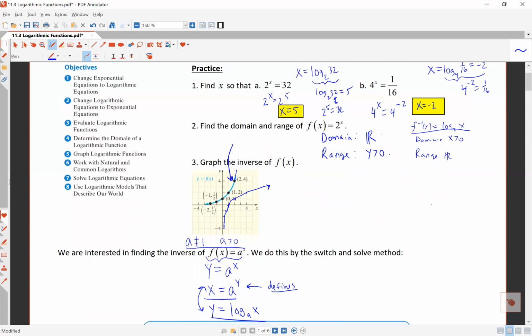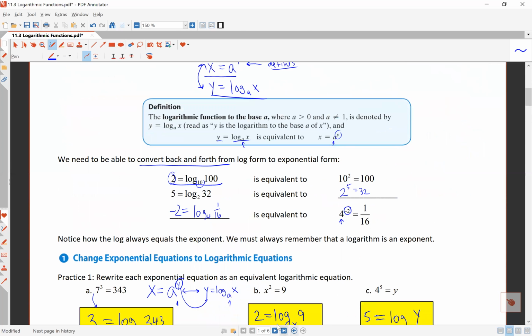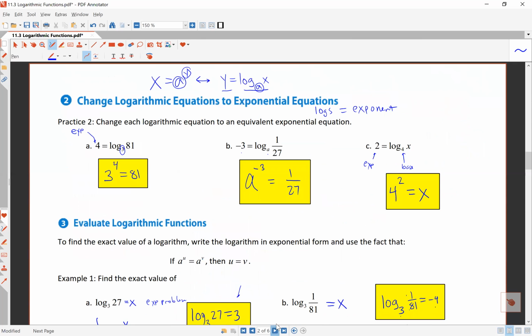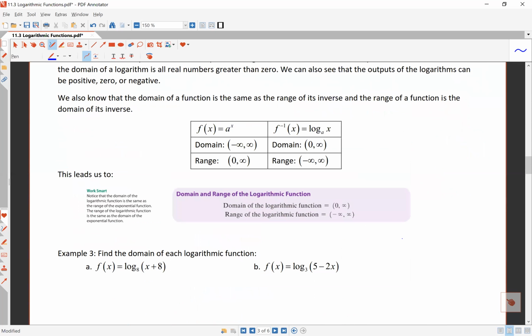So using the fact that domain and range get swapped when talking about inverse functions, we can now say that the domain of the function is the range of the inverse. The range of the function is the domain of the inverse. So now things are swapped. The domain of a logarithmic function is 0 to positive infinity, and the range of the logarithmic function is all real numbers.